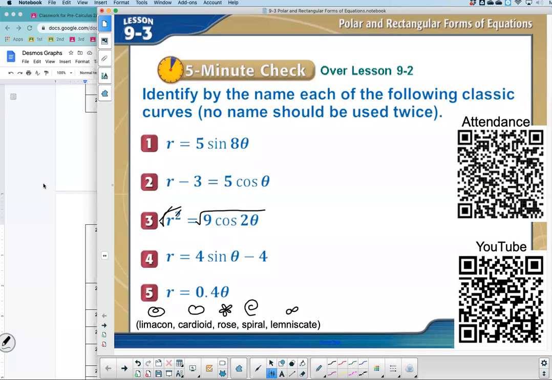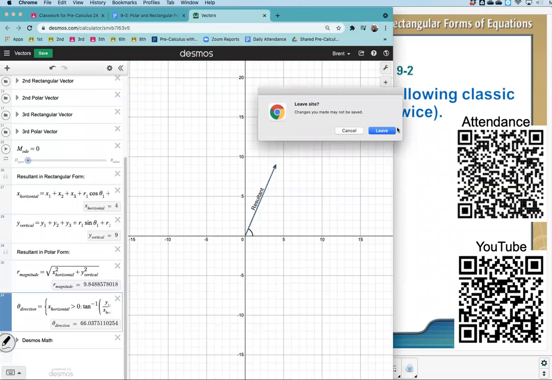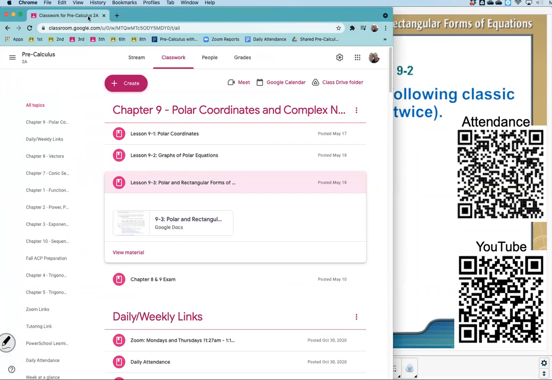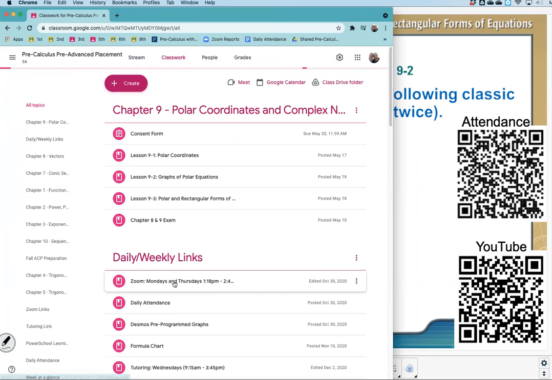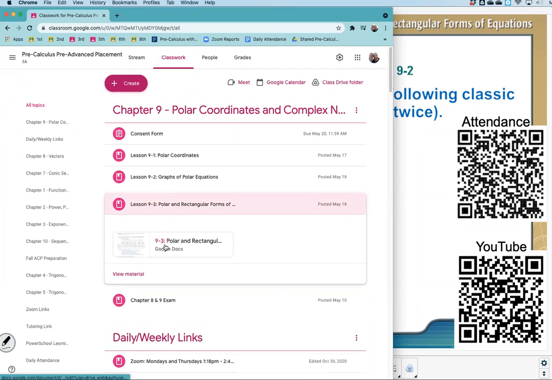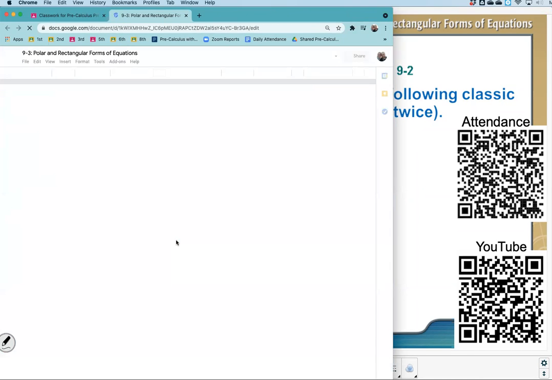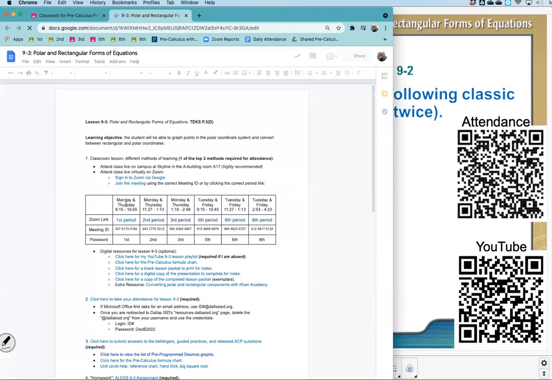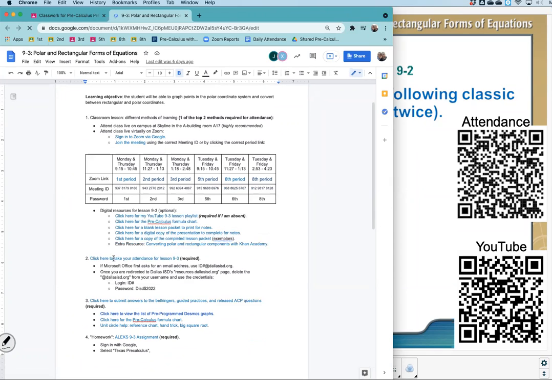All right, let's take a look now at lesson 9.3. What I'm going to do first off here, let me close off some of these files. We're going to go to your class period and go to classwork and open up 9.3. So we're opening up 9.3, and the fact that you're listening to me means you've taken care of number 1. Number 2 here, make sure you fill out your attendance link if you haven't already done that.